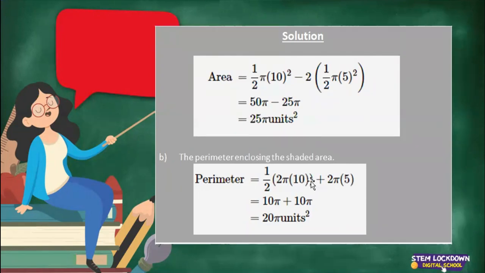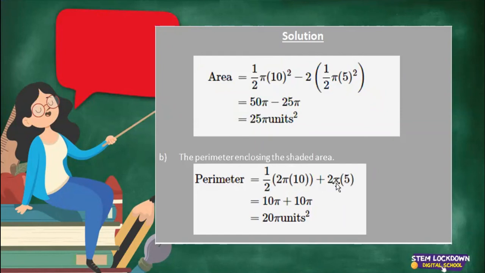Again, the circumference of a circle is 2 pi r. Because we are talking about a semicircle now, it is going to be half of 2 pi r. For the big semicircle, remember the r is 10. So half cancels the 2, and you are left with 10 pi. So the perimeter for the big one is 10 pi.